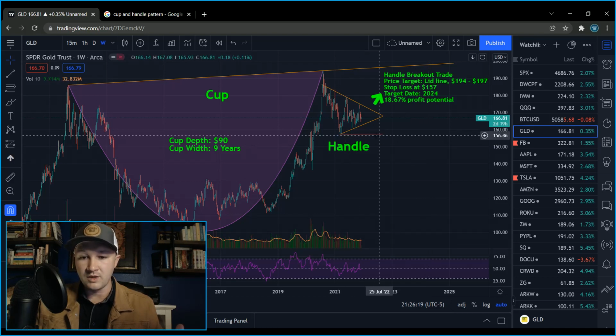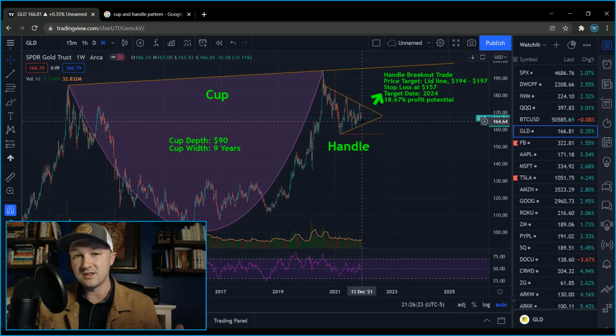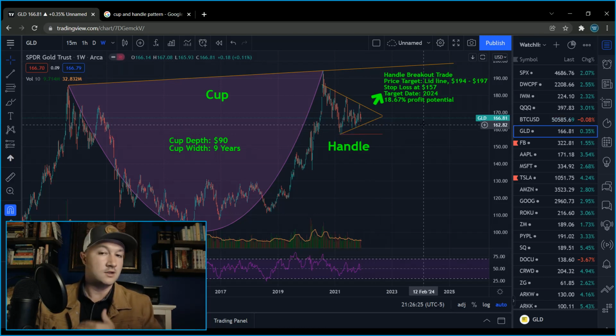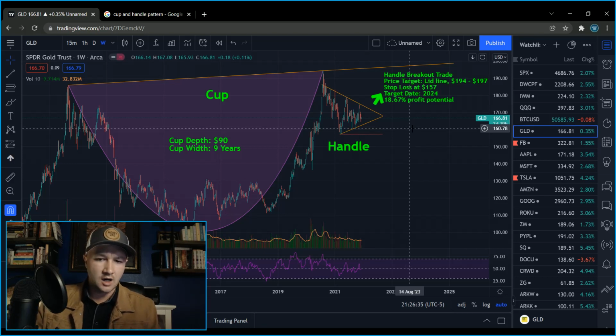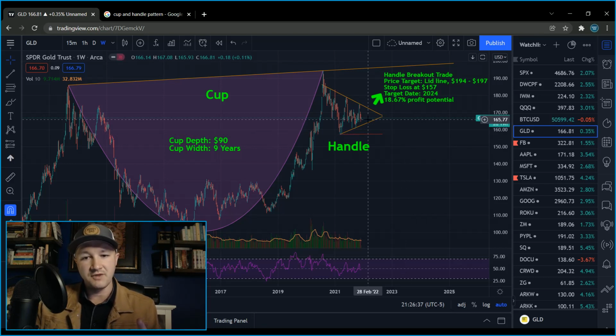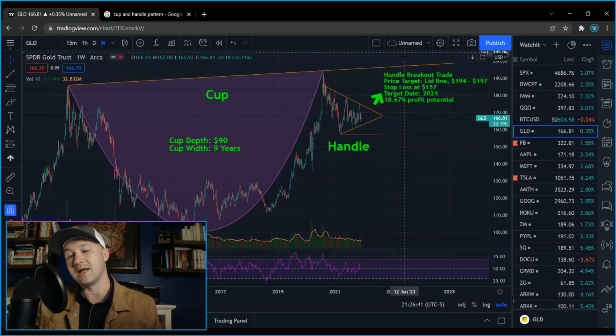I do have some stop loss prices. I put a little red line down here that tells me, hey, if the price of gold breaks down below that line, cut chalks, like this is no good anymore. This pattern has kind of been debunked. It's no good anymore. Get out of the trade. But as long as it stays above that line, there's a good chance that this handle is forming and it's going to break out to the upside.